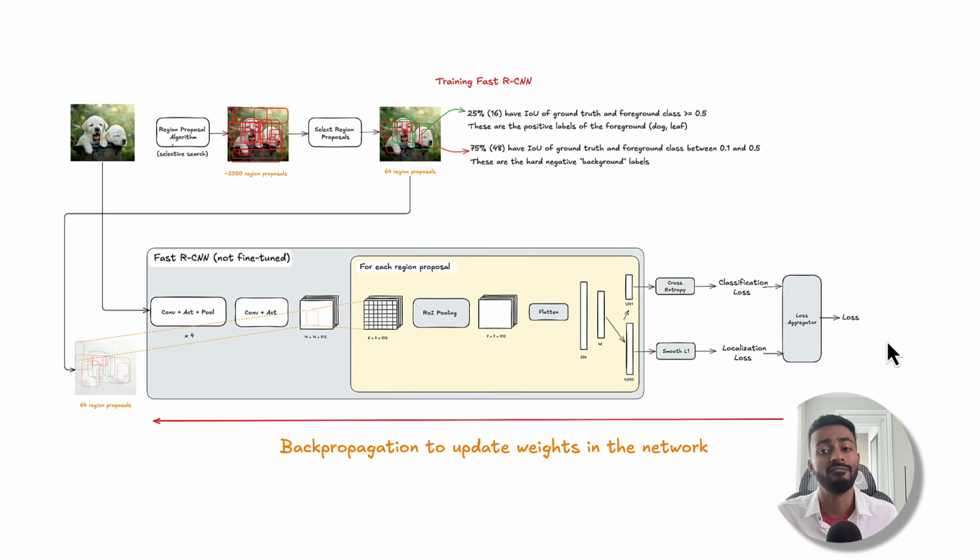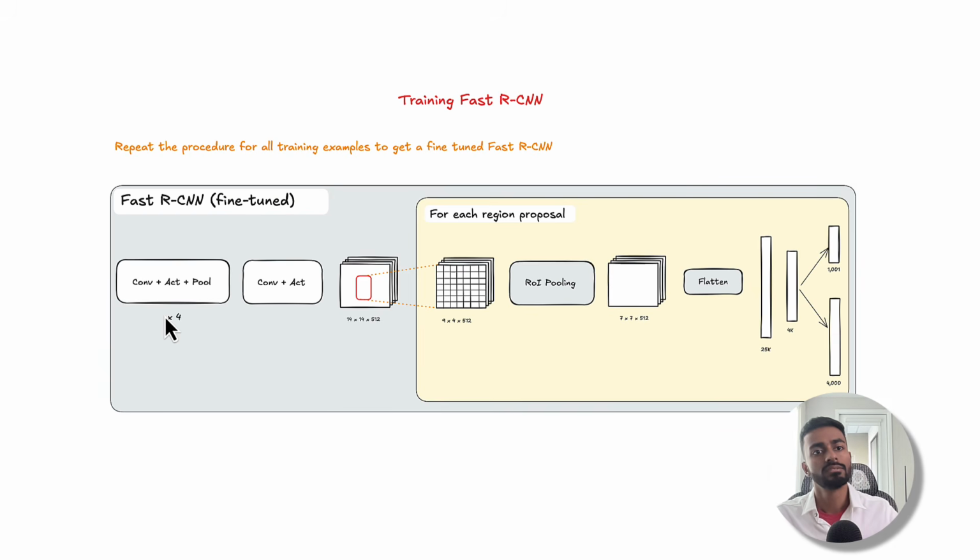And now that we have a final loss, we can perform backpropagation to update all the weights in the network until this point. So we repeat this procedure for all training examples to get a fine-tuned Fast RCNN.